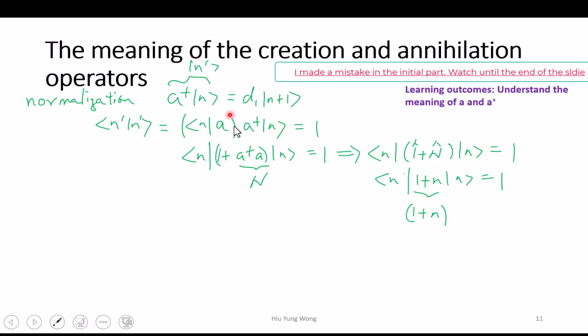So I need to incorporate the D1, right? So let's go back again. Sorry. N dash n equals this times A times this 1, and it needs to be 1. And then A dagger equals 1 plus A dagger A. What did I do wrong here then?